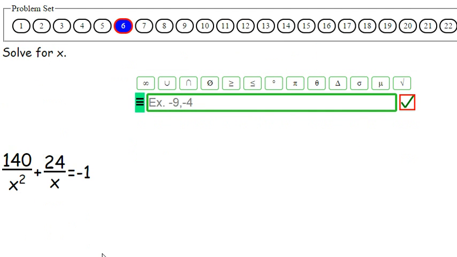Whoa, what's that? I'm going to turn the page here, something to write on. Okay, so we have 140 over x squared plus 24 over x is equal to negative 1. Alright, I got that.